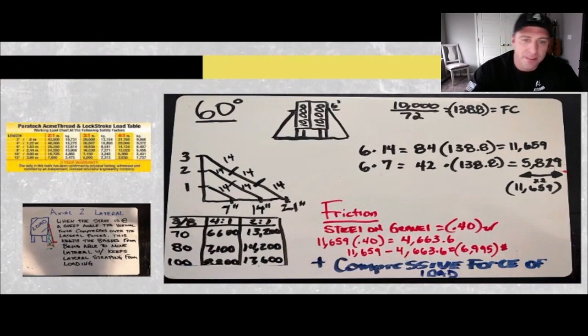So 6 foot insertion times 14, because that's my slope to find out what my raker is, or my Paratech strut, I have 84 inches of strut. So I'm going to multiply that by 138.8, and I'm going to get 11,659 pounds. So now my strut just jumped up 1,600 pounds at 84 inches. Now, is that a big deal?